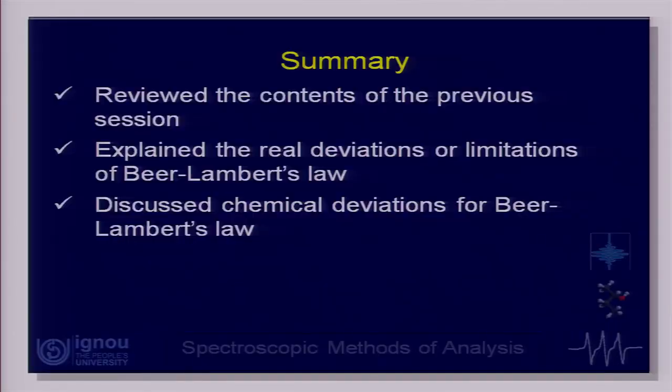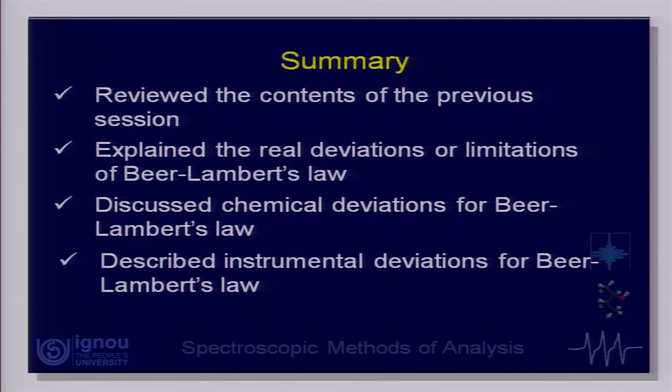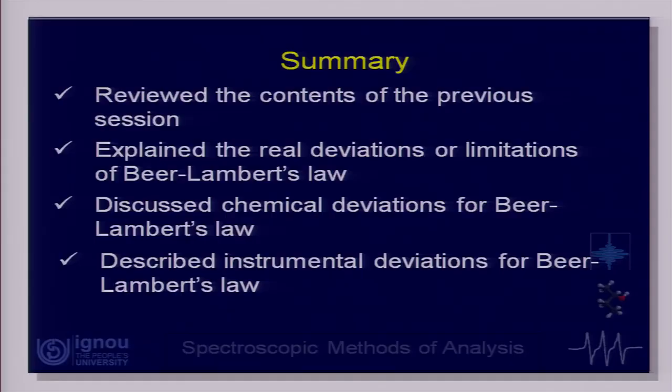And then towards the end, we described the instrumental deviations, that is, the deviations from the Beer-Lambert law as a consequence of the way we make measurements, the tools we use for measurement, that is the instrument used or the kind of cuvettes we are using, and so on and so forth. In the next session, we will talk about the instrumentation required for making measurements in UV-visible spectrometry.